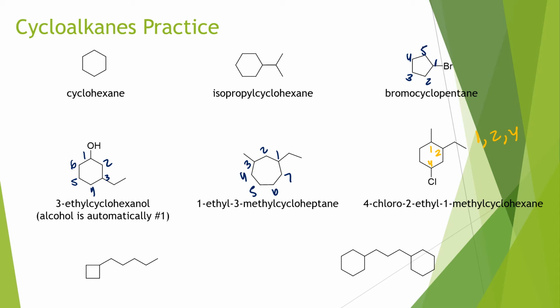Now, our last thing here in just naming straightforward cycloalkanes is what about when the cycloalkane is a substituent? So for example, this is a cyclobutane, but it's on a chain that is longer. There are 5 carbons in this chain, so that makes it the more important thing. So we would call this 1-cyclobutylpentane.